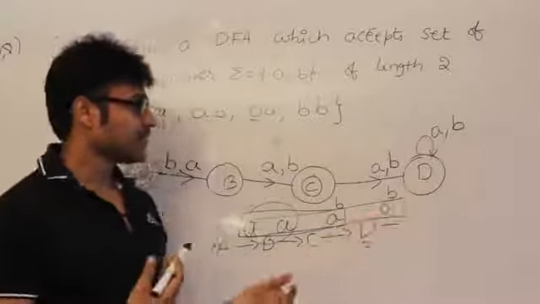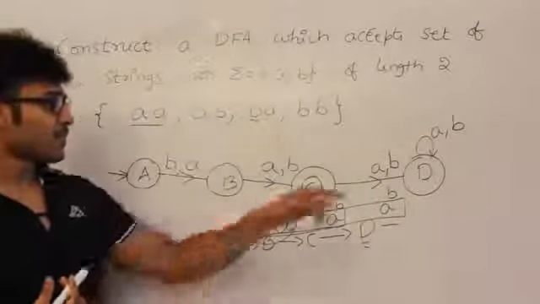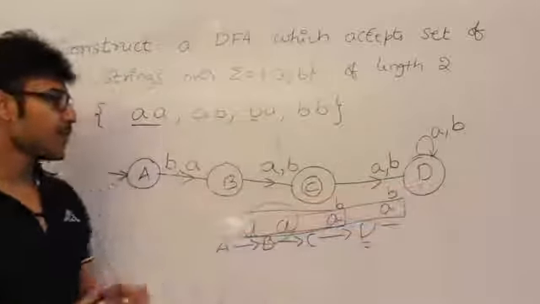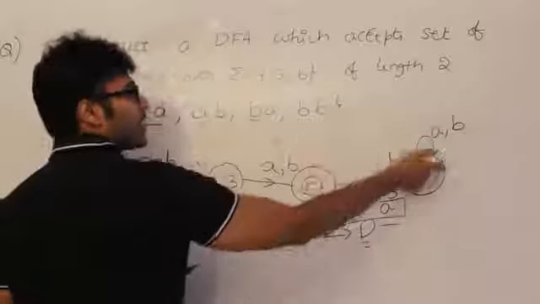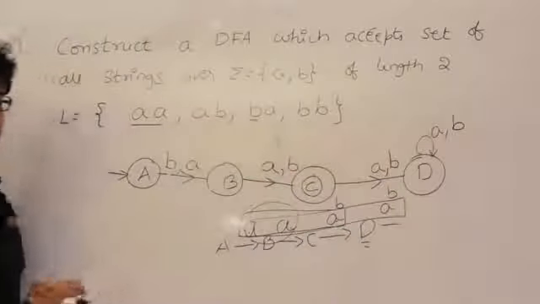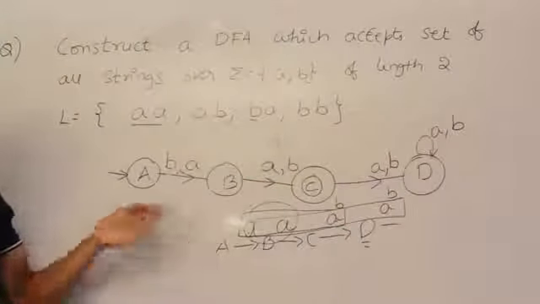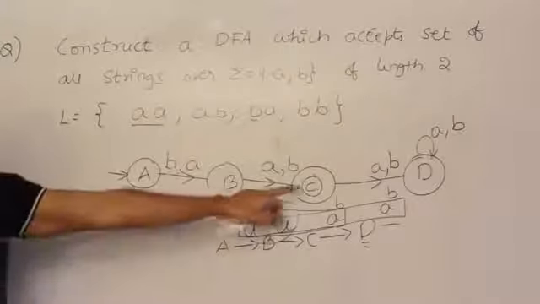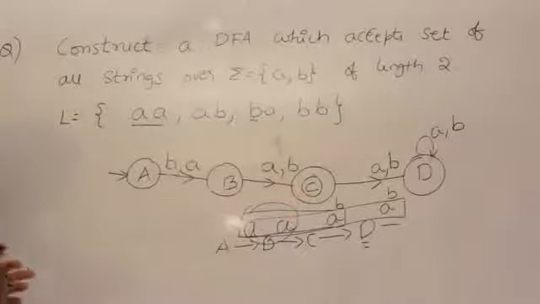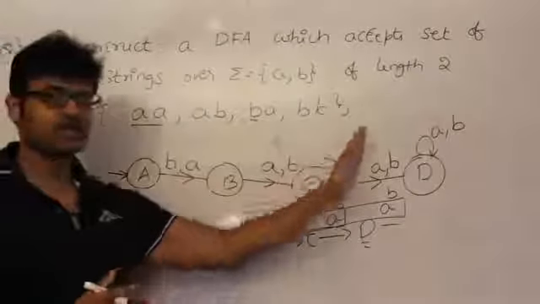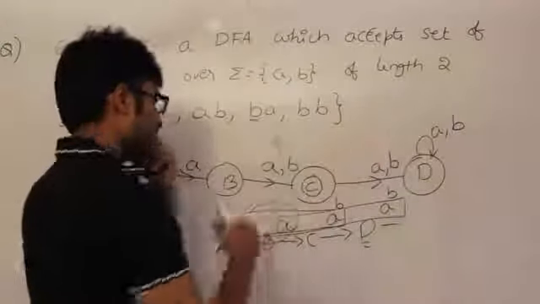There is a special state. It is not anything special. I am calling D a dead state because once we reach D, there is no way we can again come back and reach C. So C is accepting the set of all strings of length 2, and if I get any string of length 3 or more, I am going to reject it at D.